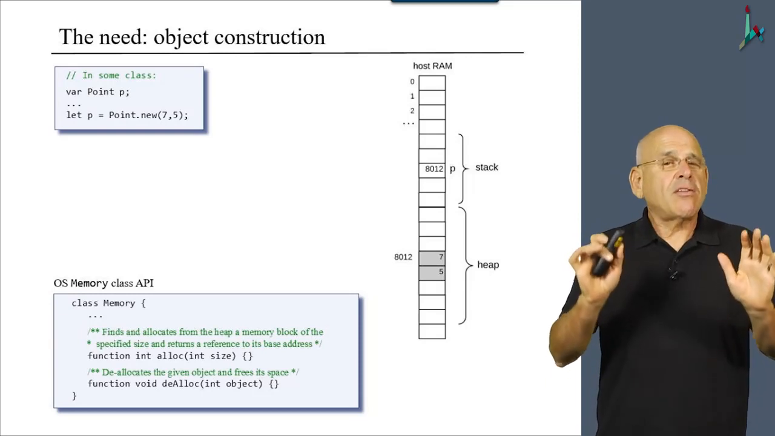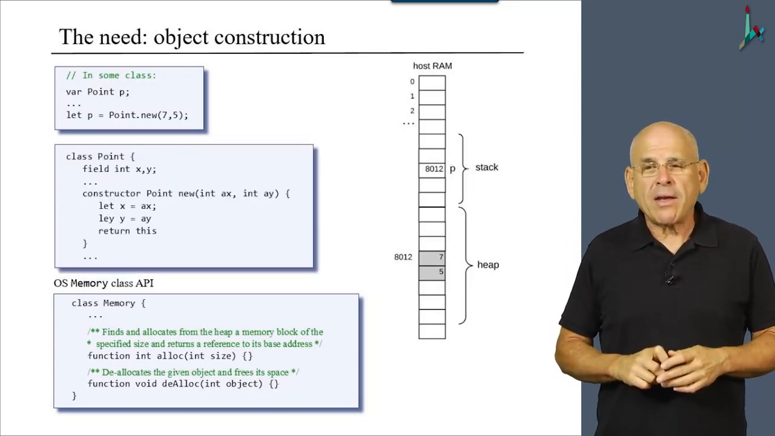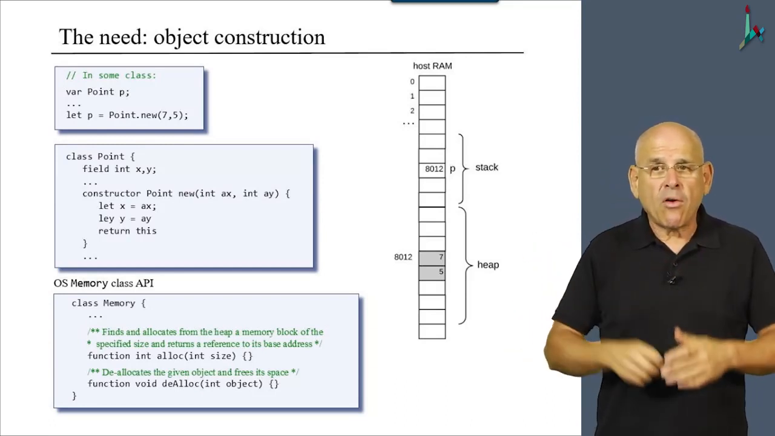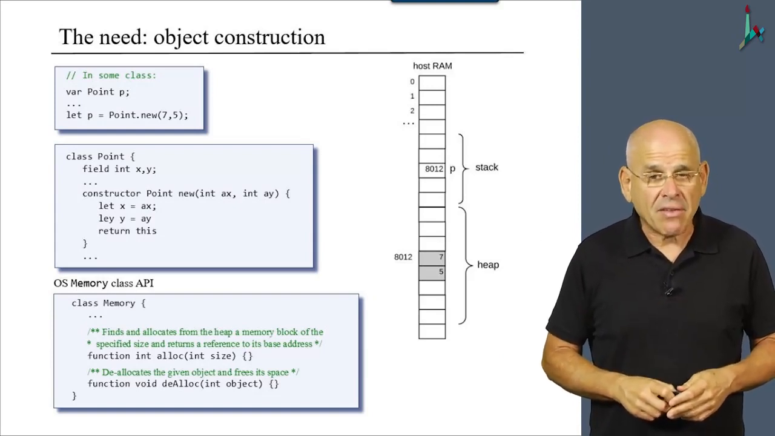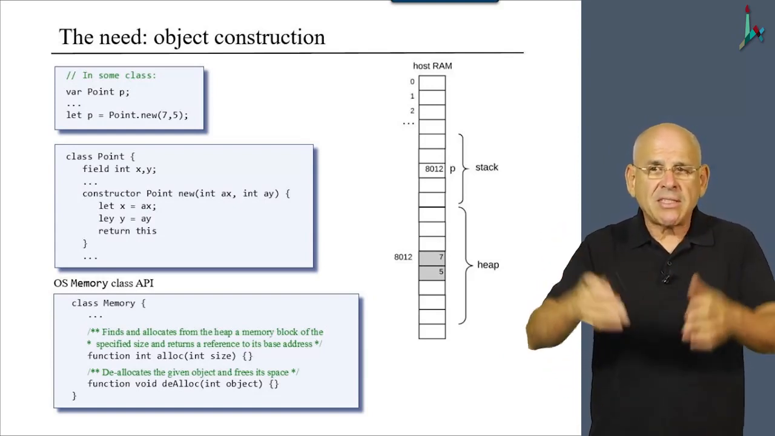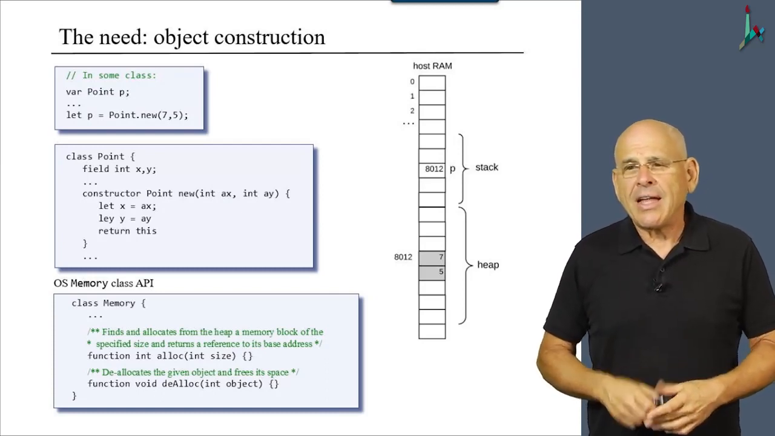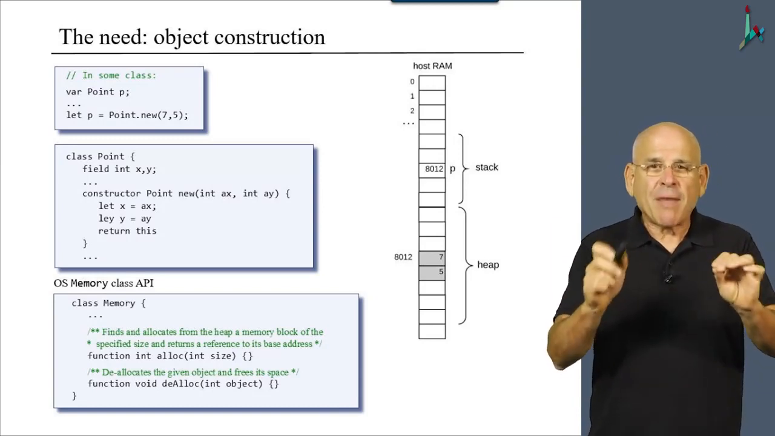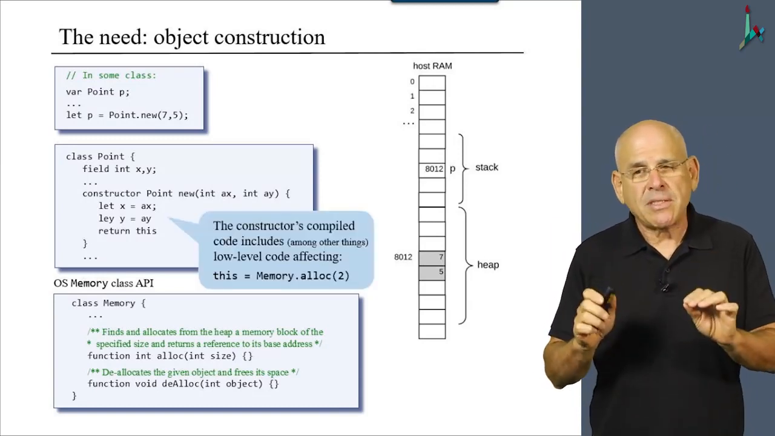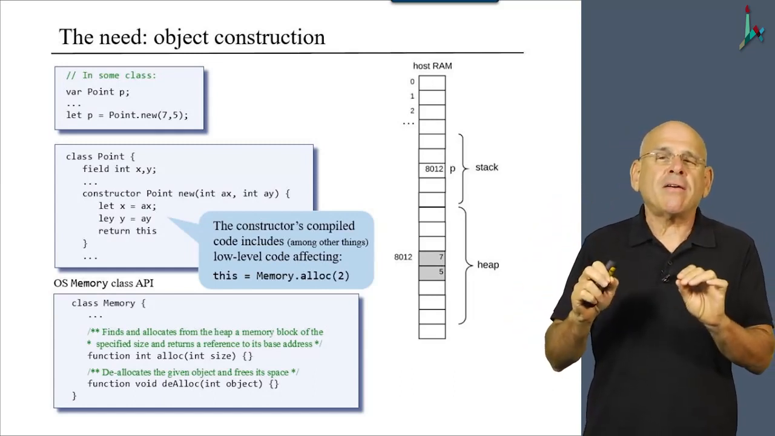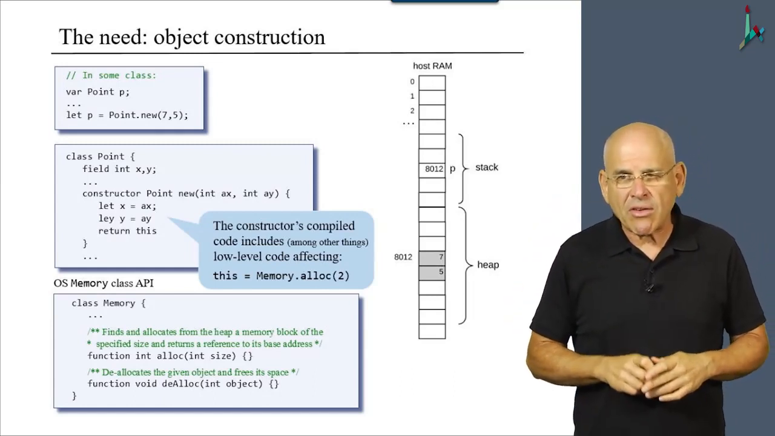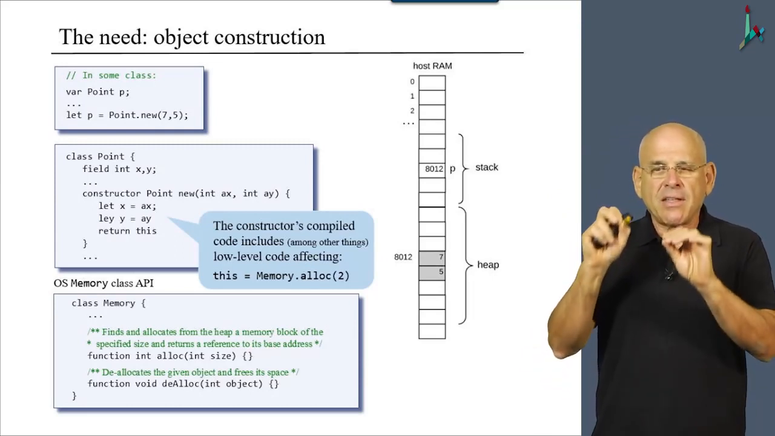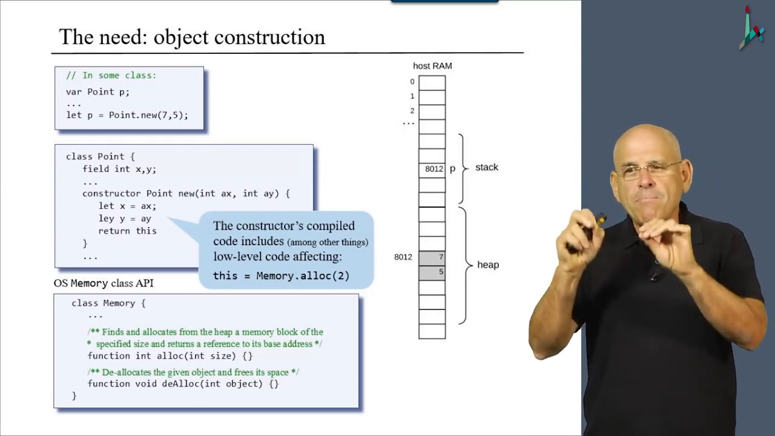So if we still stick to the high-level view, this someone is the constructor. Because when we call point.new, we invoke a constructor for its effect. And as you see, the constructor, which resides in the point class, does all sorts of things, which are high level. But perhaps the most important thing that it does is something that you don't get to see. Because what happens is that when the compiler compiles this constructor code here, it is going to inject low-level code that affects the operation this equals Memory.alloc(2).